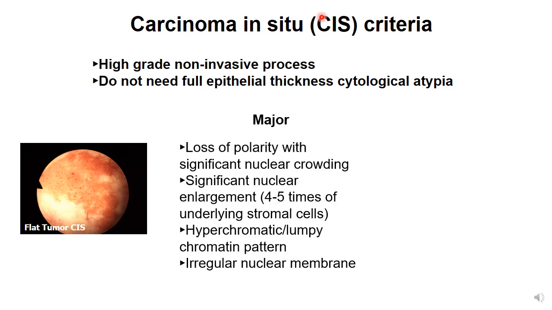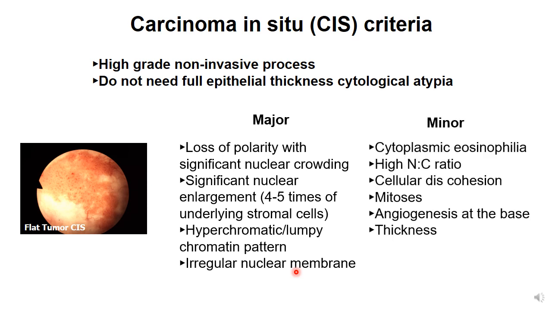There are several major and minor features that you can apply. Major features include loss of polarity with significant nuclear crowding, and significant nuclear enlargement where the enlarged nuclei are 4 to 5 times the size of underlying stromal cells. We will see some examples. Nuclei typically have a hyperchromatic, lumpy chromatin pattern and irregular nuclear membranes.